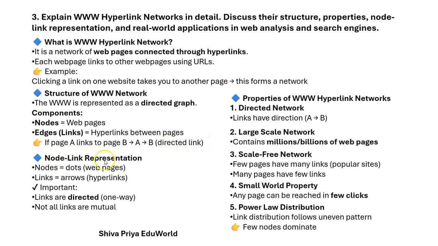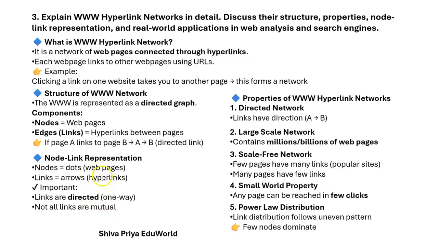And node link representation. Here is the structure of the www network, and this is the node link representation. Nodes are nothing but dots here, the web pages again. Links are nothing but the arrows, the hyperlinks. Here links are directed as I already told you, and only one way. Arrows are only one way. Not all links are mutual.